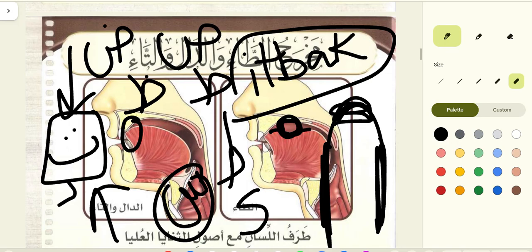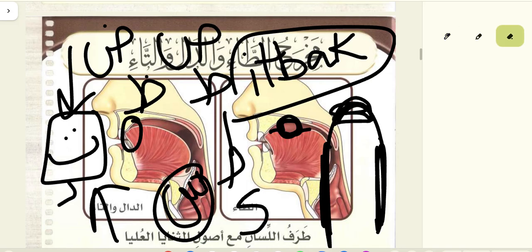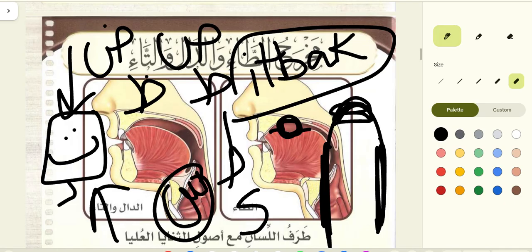And I think this happens because with حرف التاء, as you can see here, you have to stick the tip of the tongue to the gums. You have to stick it here. You cannot leave an opening.